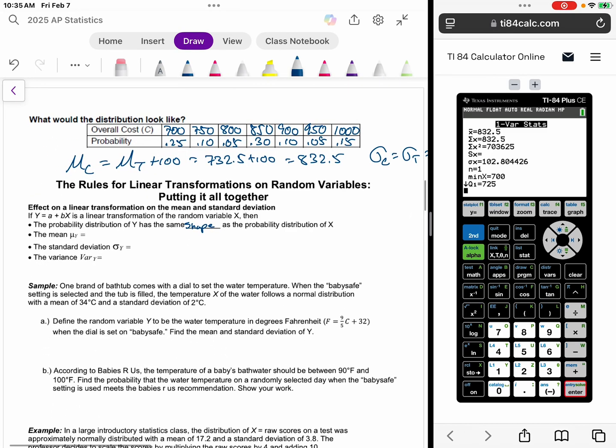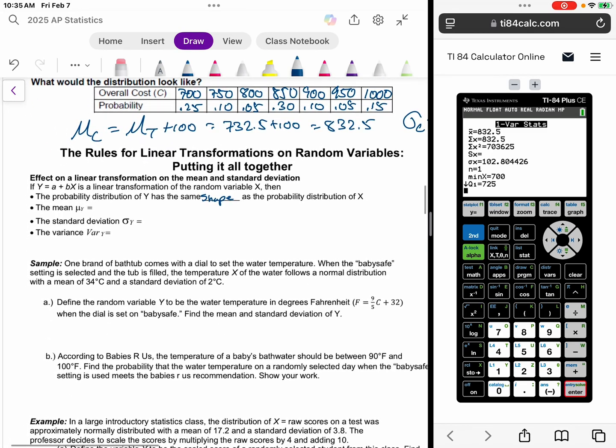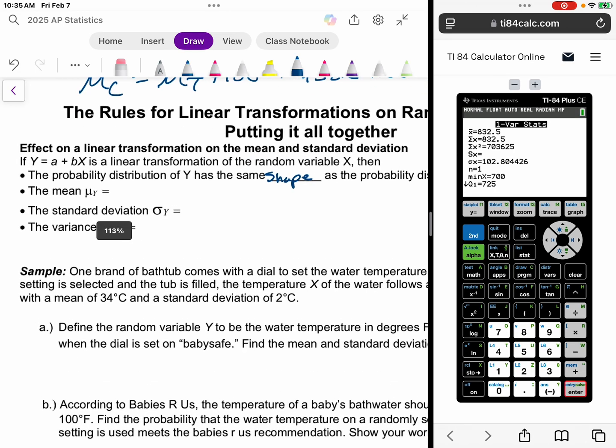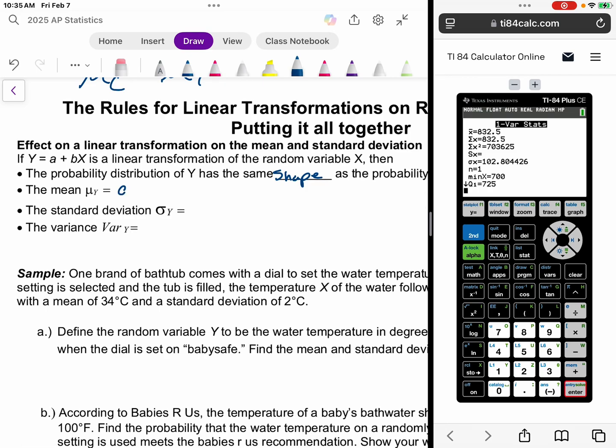So some general rules for linear transformations on random variables, kind of putting it all together. Effects of a linear transformation on the mean and standard deviation: if y is equal to a plus bx, so we have a linear transformation of a random variable x, then the probability distribution of y has the same shape as the distribution of x, so that shape never changes. The mean of y is a plus b times the mean of x, because we get to add and multiply when figuring out the mean.